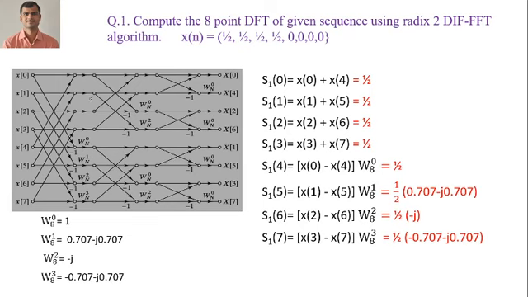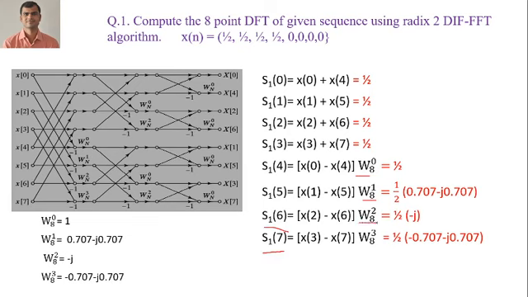Stage 1 output is as follows. Here S1(0) is the addition of x(0) plus x(4). S1(1) is the addition of x(1) plus x(5). S1(2) is the addition of x(2) plus x(6). S1(3) is the addition of x(3) plus x(7). S1(4) is x(0) minus x(4), then it is multiplied with W_8^0. S1(5) is x(1) minus x(5), then it is multiplied with W_8^1. Similarly we can find S1(6) and S1(7).